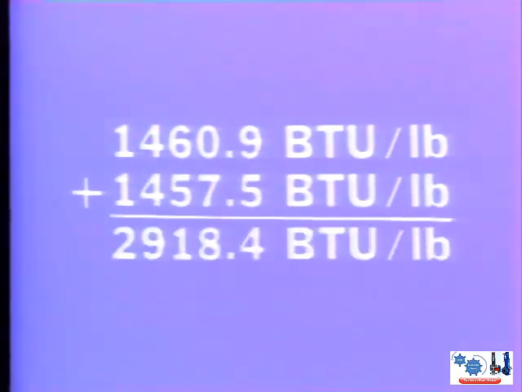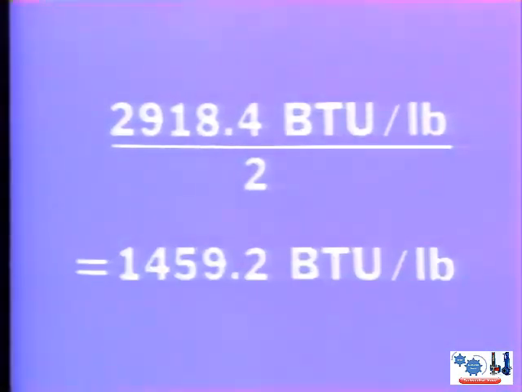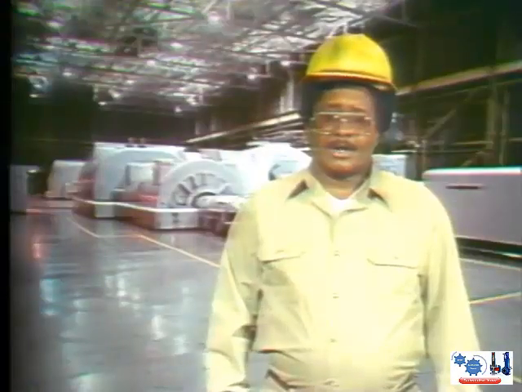1,460.9 BTUs per pound plus 1,457.5 BTUs per pound gives us a total of 2,918.4 BTUs per pound. Dividing this by 2, we get 1,459.2 BTUs per pound as the enthalpy value for steam leaving the boiler at 2,450 psia and 1,000 degrees Fahrenheit. Let's hope that our young operator got the same answer.